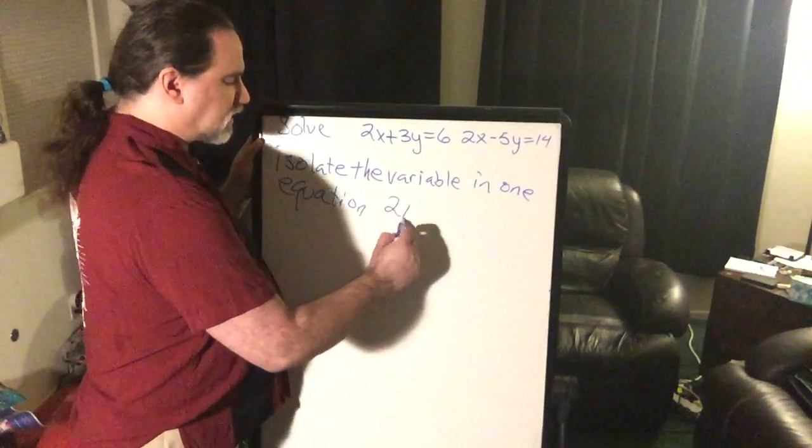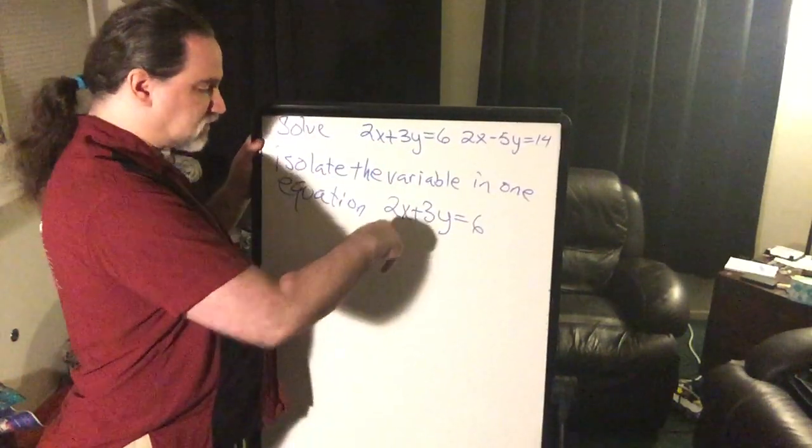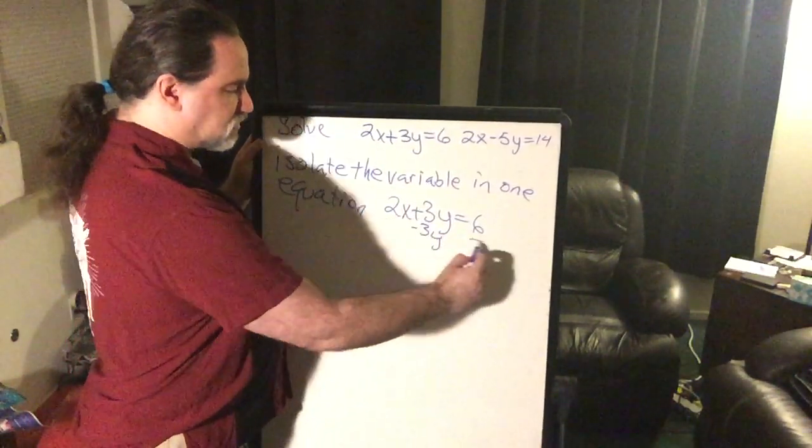So I'm going to take 2x plus 3y equaling 6, and I'm going to isolate x. I'm going to get x all by itself. So first I'm going to subtract this 3y.